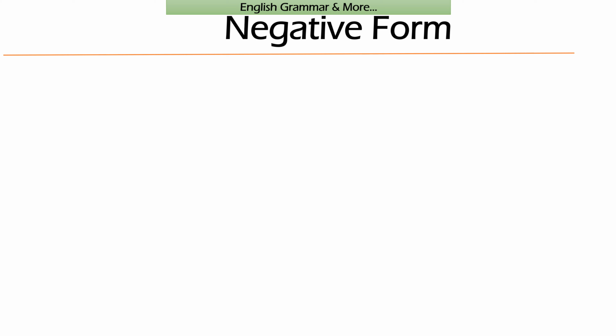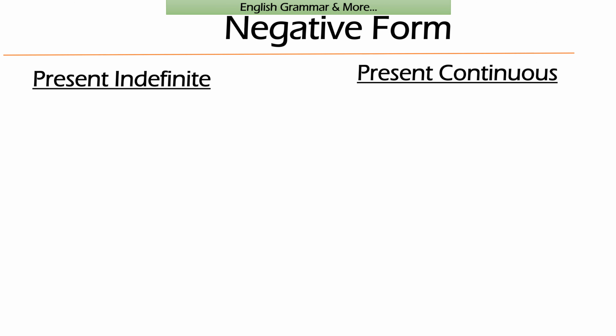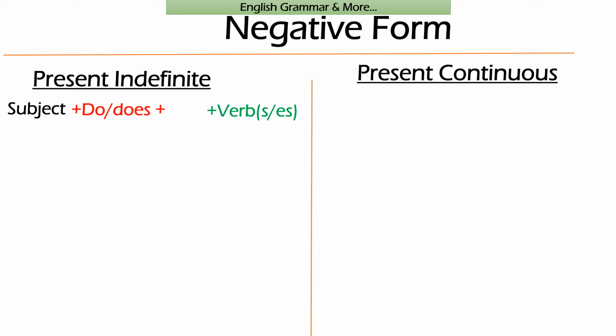Now let's see what is the difference between the negative form of the present indefinite tense and the present continuous tense. For the affirmative case of the present indefinite, we said after subject, we add verb, either in its root form or with the suffix s or es. In the negative form, however, after subject, we add do or does, followed by not. And remember, in its negative form, the verb always is used in its root form. Let's look at it in a few examples.